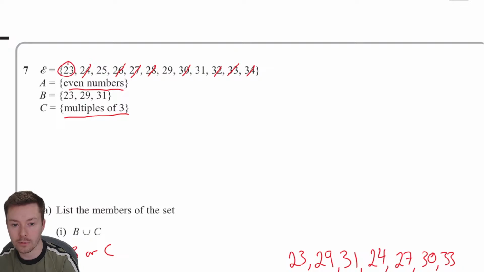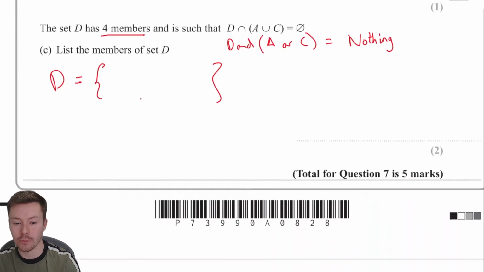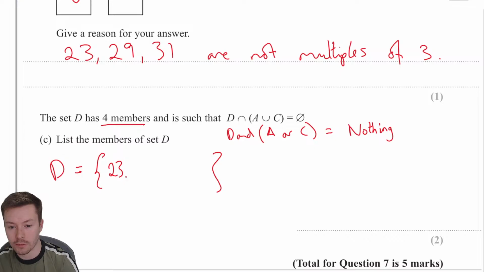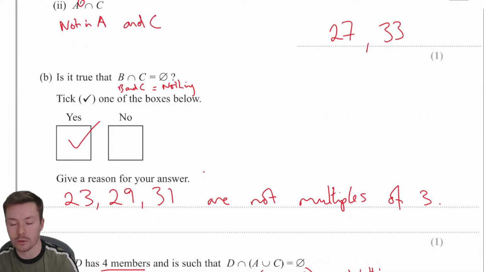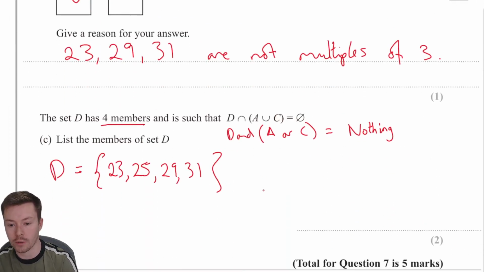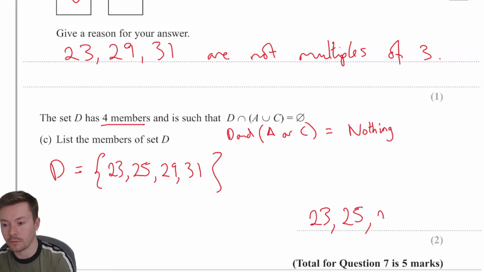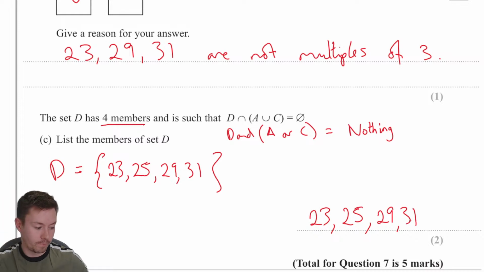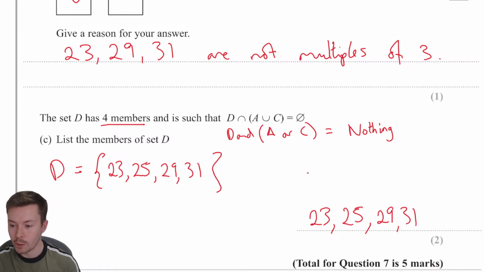Now these numbers that are left, 1, 2, 3, and 4, have to be the elements of D. So 23, 25, 29, 31. I'm going to double check in a second. Yes, 23, 25, 29, 31. List the members of set D: 23, 25, 29, 31. Not the easiest one, but you just have to think about it, be careful, and try to write down in words what it's saying.